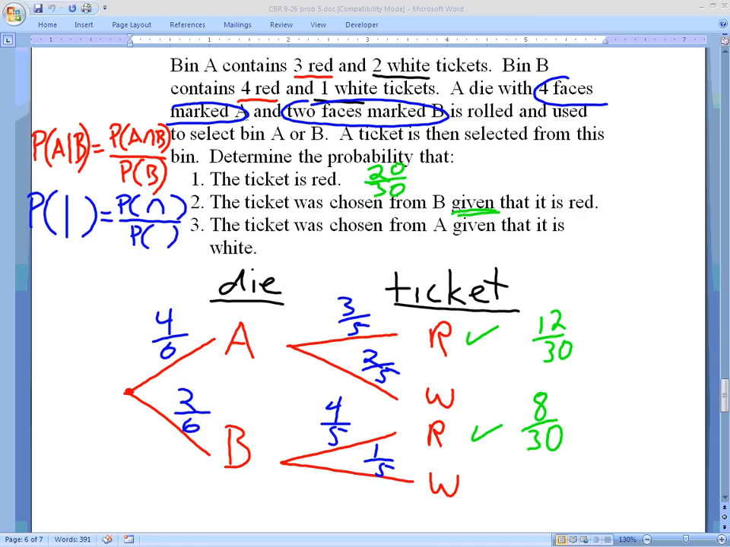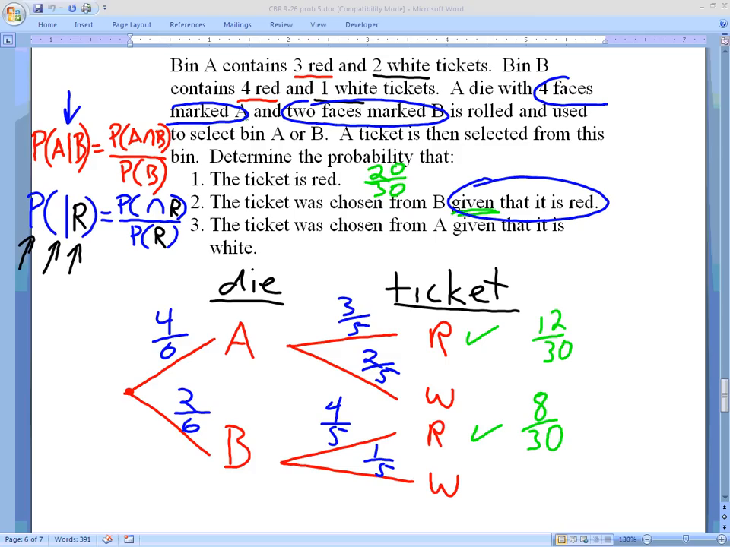So it says the ticket was chosen from B given that it's red. So what were we given? Given red. If I look at this formula that I wrote here in the red ink, it says the probability of A given B. So in the original form we were given B, but in this problem we're given red. So I'm going to fill in place of my B's everything that is red. So probability here of something given that it's red.